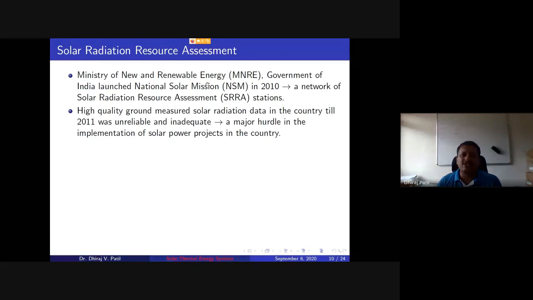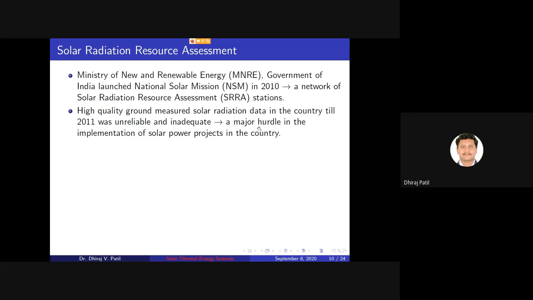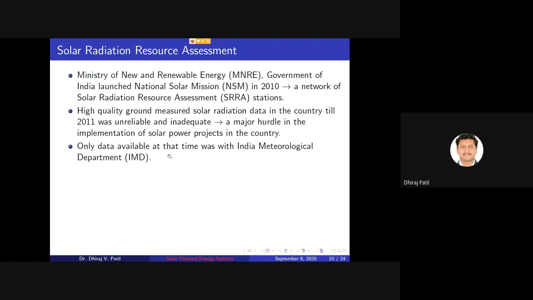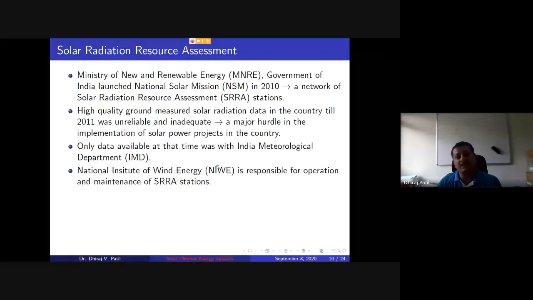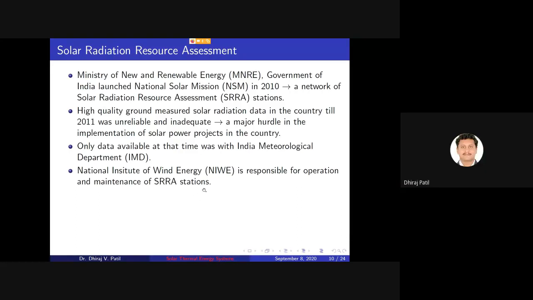It was very unreliable earlier, so that's why the government started building these stations, just like weather stations. Lack of data was a major hurdle in the implementation of solar projects. Now we have reliable data, and over the years we are collecting more. The data available earlier was only with the Indian Meteorological Department (IMD), but now you can get it from MNRE or from the National Institute of Wind Energy. NIWE is responsible for operation and maintenance of these SRRA stations.